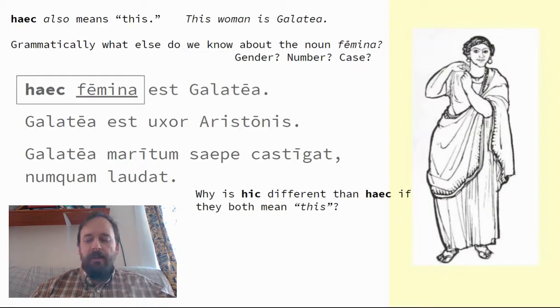Let me point something out real fast. Haec femina. So haec comes from the same word as hic. It also means this. So this woman is Galatea. Let's go through the same thing. What else do we know about the underlying word femina? What's the gender of that word? What's the number? How many of them are there? And how is it being used in the sentence? What's the case? Why is it that hic and haec are different forms if they both mean this? What's the difference between our first this and this?